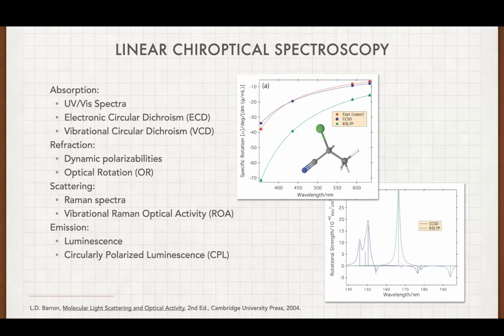And my group is especially interested in various forms of spectroscopy, particularly spectroscopy of chiral compounds, and especially linear chiroptical spectroscopy, as it's referred to, whether it's in absorption or refraction, scattering, or even emission. We work on methodology and software implementations of this new methodology for what we hope will be very high accuracy simulations of these kinds of spectra, particularly these spectra in solution, which makes it an even more challenging problem.